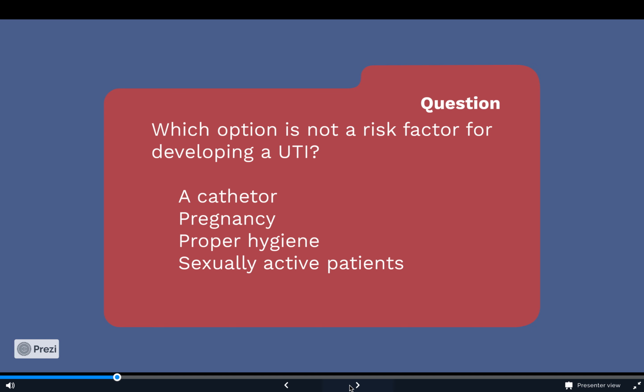So that leaves proper hygiene as the only option left, and it is the correct answer because proper hygiene is one of the preventing factors and very important to help minimize risks of developing a UTI.